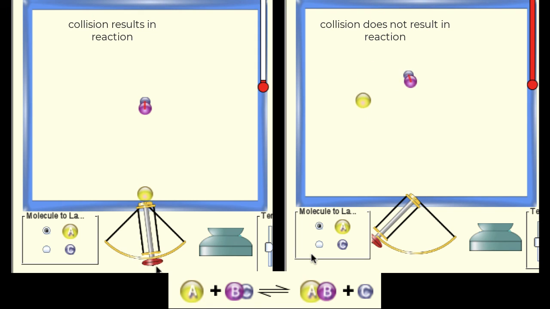This is an example of how orientation, or the positioning when the particles collide, matters as well. So it's not just about how fast you're moving, but about whether or not the particles hit each other in the right place.